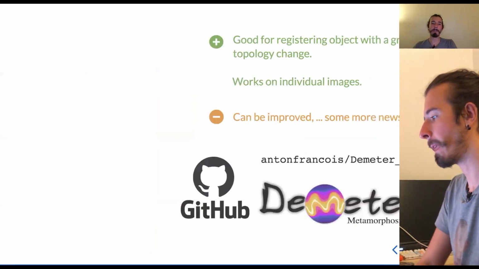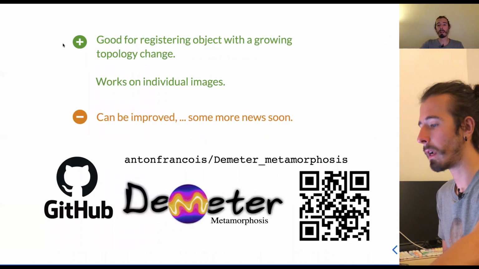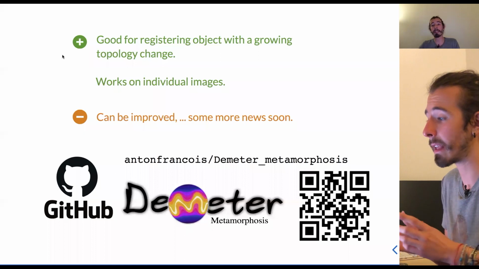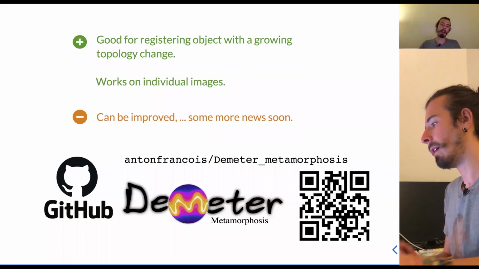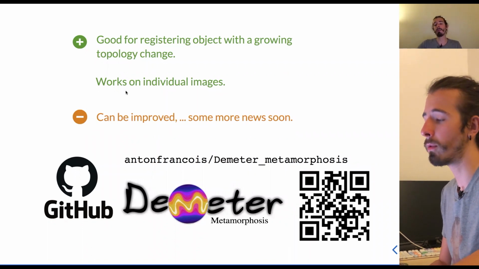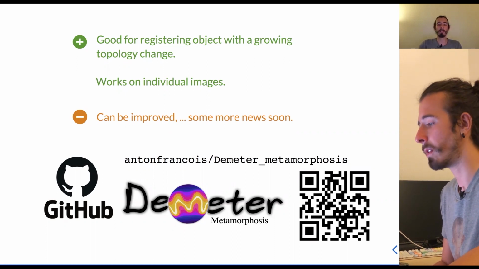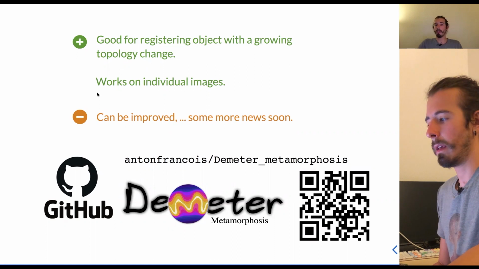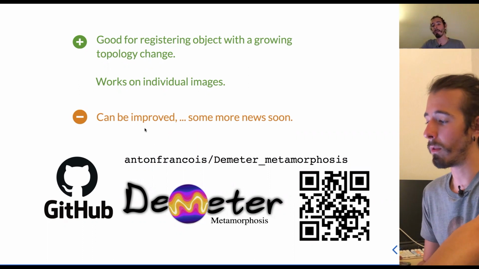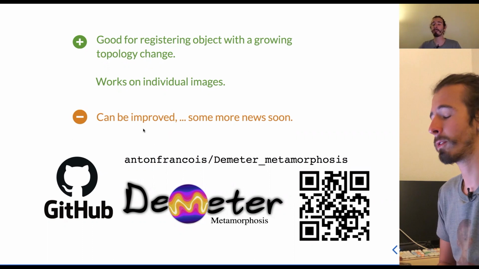As a conclusion, I want you to remember that this is a good algorithm for registering an object with a topological change that is growing. I want to emphasize that it works on individual images and does not require a big dataset, as it is not a machine learning algorithm. Finally, I have to admit that it can be improved, but we are working on it, and I hope that you will hear from us very soon.